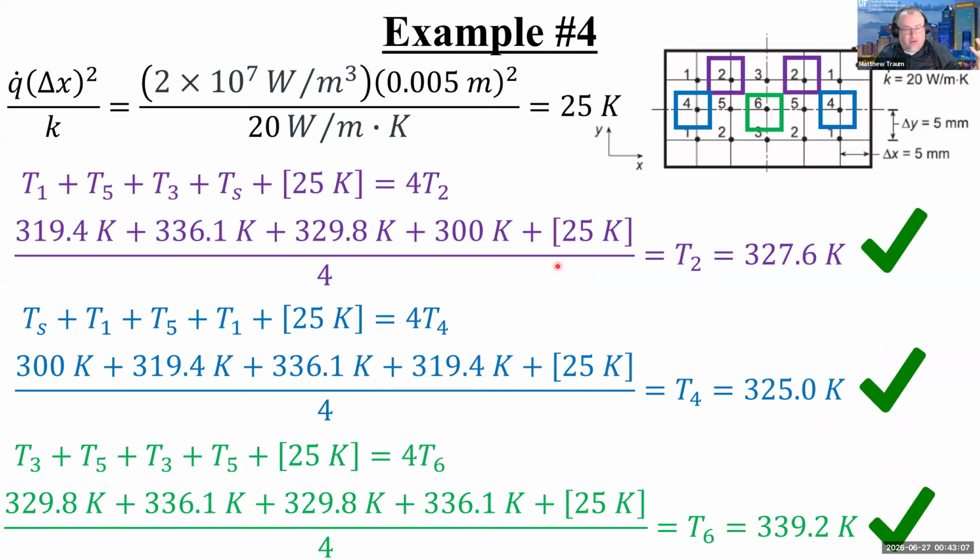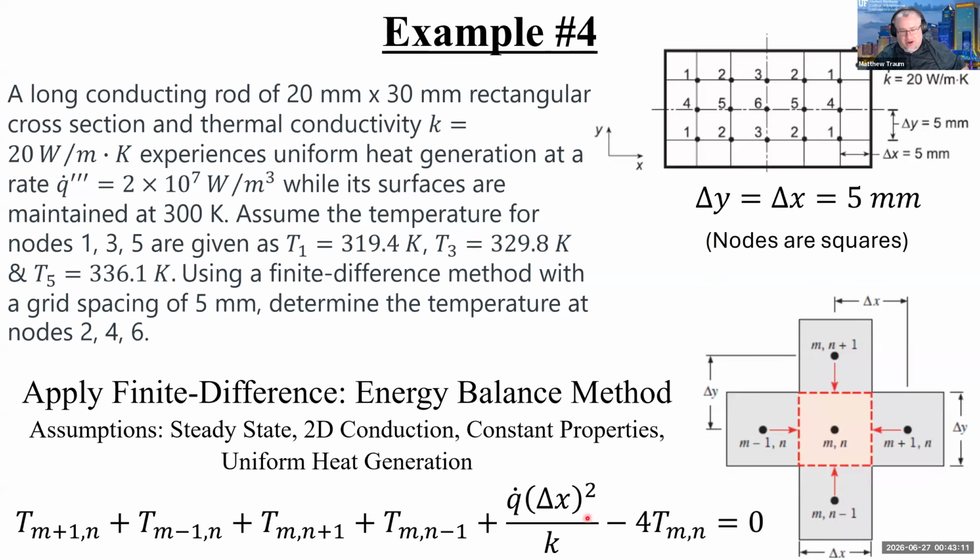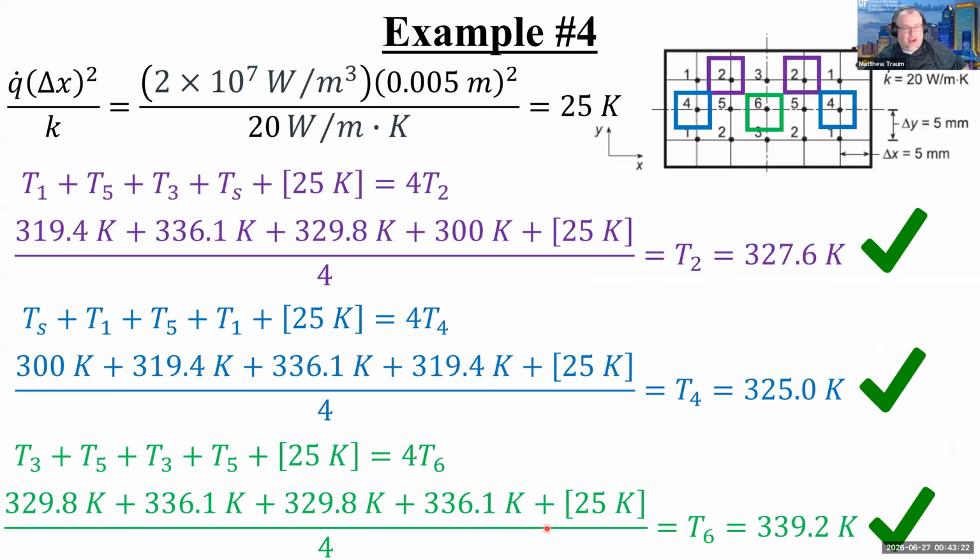So here's me doing it, right? So the first thing that I'm going to do, remember, I've got this heat generation term because I'm told that I've got heat generation here, 2 times 10 to the 7th watts per cubic meter. So I gotta calculate this. So here I am calculating it. So Q dot times delta X squared divided by K. All those values are given.